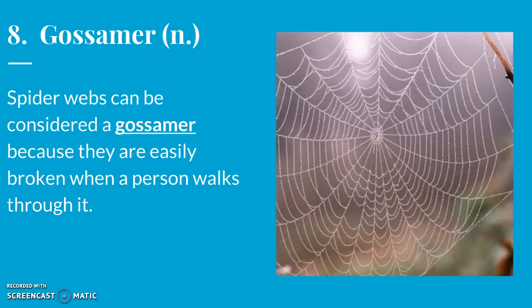Number 8 is gossamer, which is a noun. This doesn't have necessarily a positive or a negative connotation. And the definition for gossamer is thin, light, and delicate. So anything that is thin, light, or delicate could be a gossamer. Make sure you don't turn this into an adjective because it's a noun. So a good example sentence is, spider webs can be considered a gossamer because they are easily broken when a person walks through it.